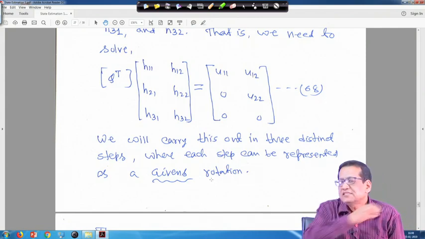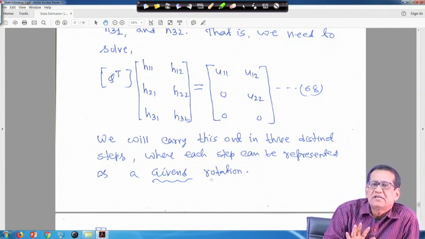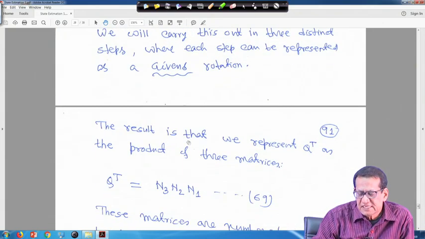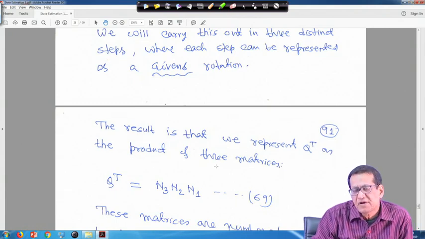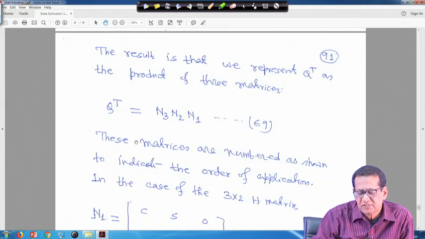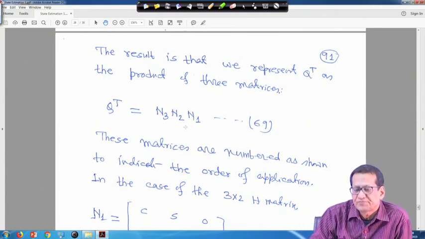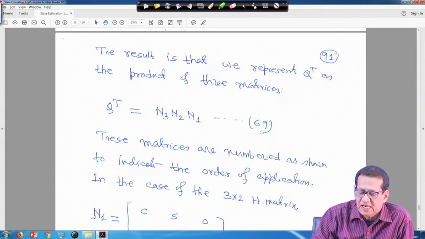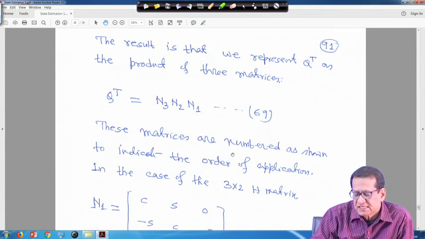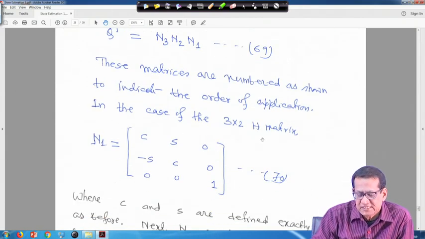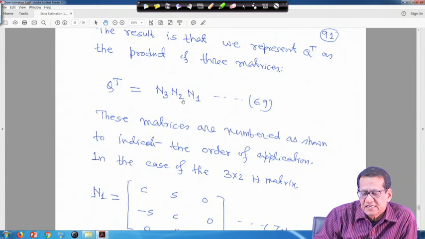So, I will not cover all these details, I will just simply tell you the methodology. The result is that we represent Q transpose as the product of 3 matrices, that is Q transpose is equal to N 3 into N 2 into N 1. This is equation 69. These matrices are numbered as shown to indicate the order of application. In the case of the 3 by 2 H matrix, here it is N 3, N 2, N 1.